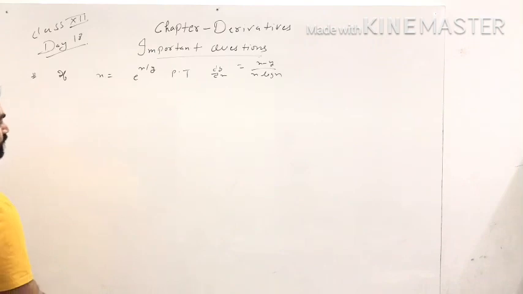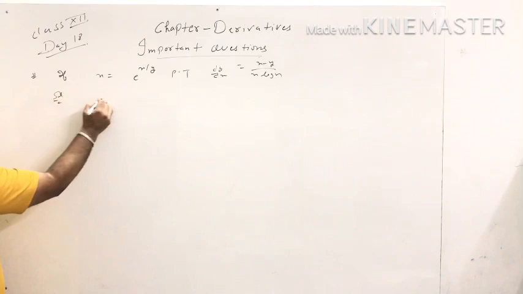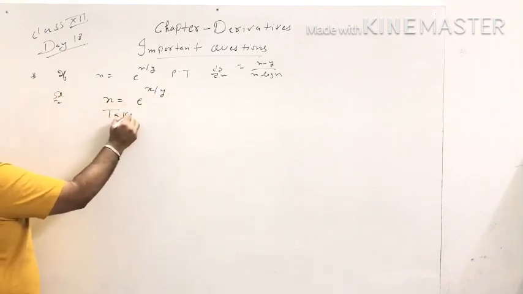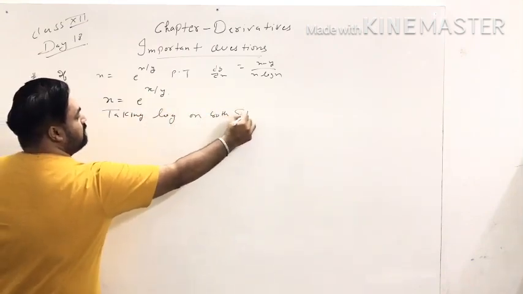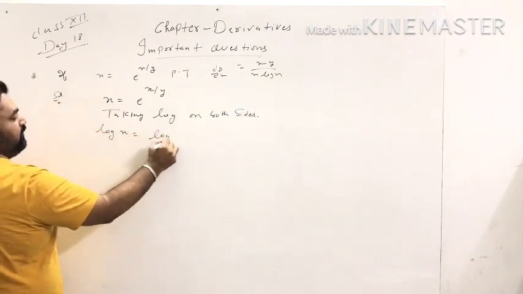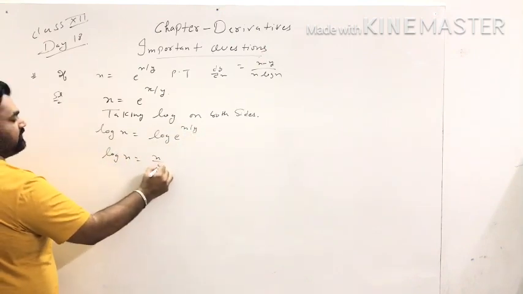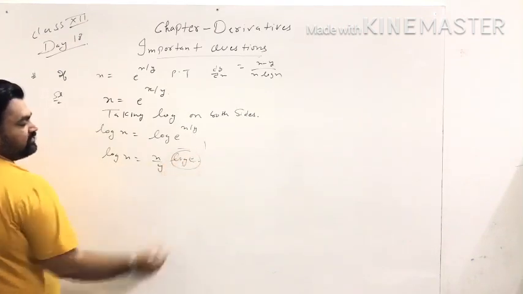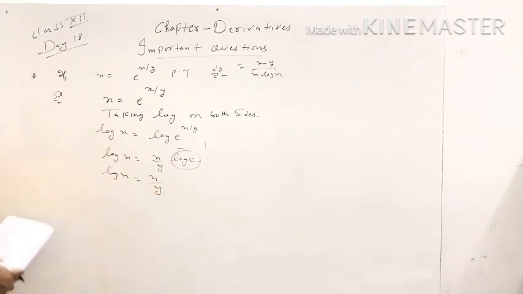Now, how can we prove that the value of dy/dx equals (x minus y) upon x log x? So solution, x equals e^(x/y). Now taking log on both sides, log x equals log e^(x/y). So log x equals x/y log e. Now the value of log e is 1. So we are left with log x equals x/y.